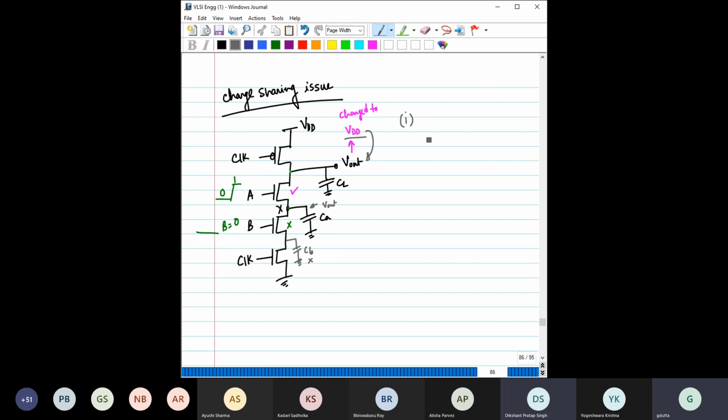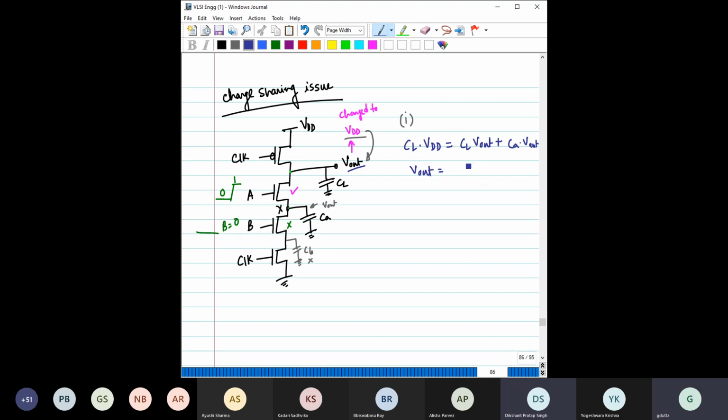So this is the initial case. Let us write it in this color: CL into VDD. That was the initial charge, and that charge would be equal to the final charge. In the final charge, this voltage is at V out, so it is CL V out, plus this also is at voltage V out, so it is CA V out. From here we need to find V out, the final voltage.